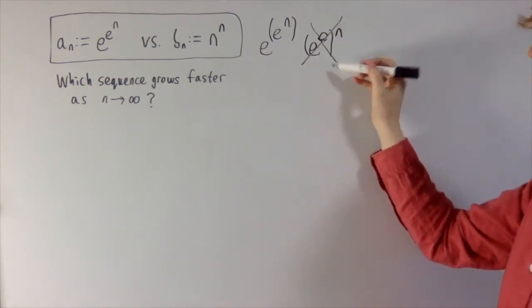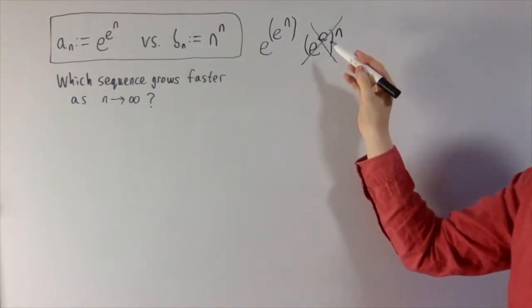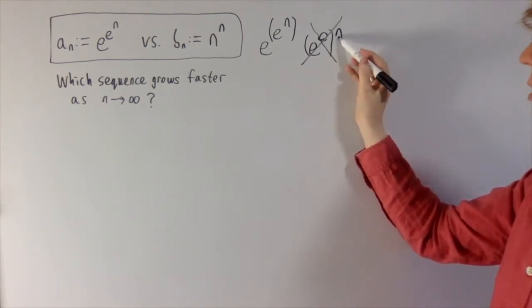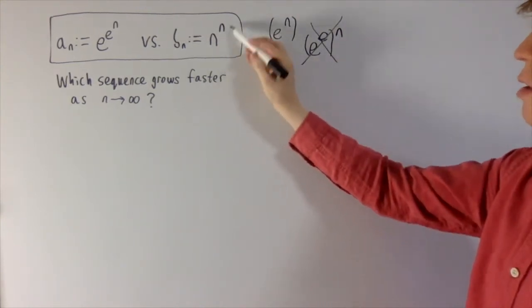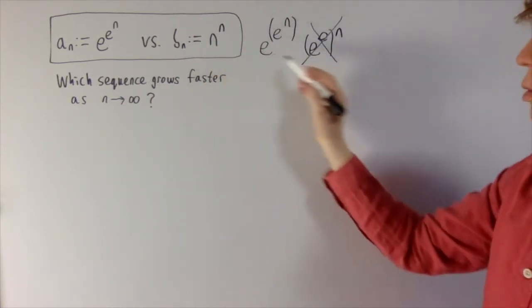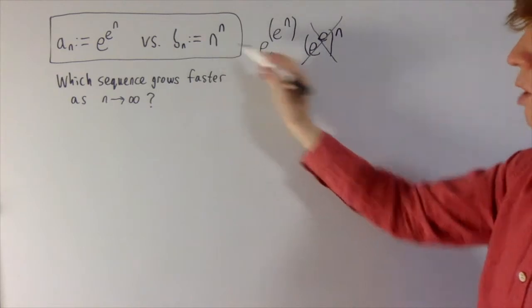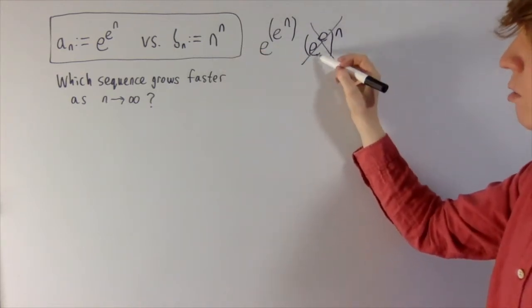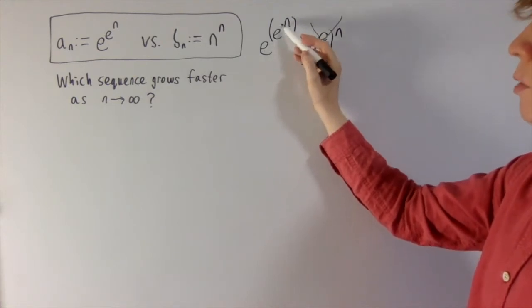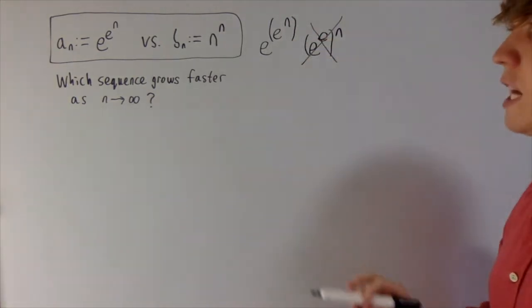We don't want this. If we did have (e to the power of e) to the power of n, like this here, then this would just be some number to the power of n, and then n to the power of n, once n is bigger than e to the power of e, your b_n would be bigger than this. So b_n would definitely win in this case, but we're not so interested in this case because what we need is actually e to the power of, and then in brackets, e to the power of n.